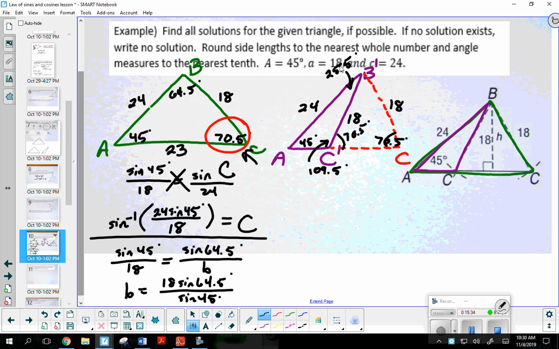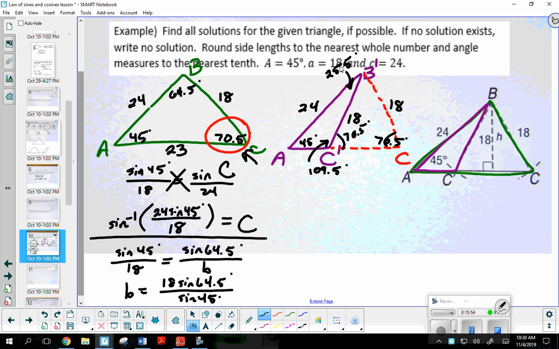Remember, what's that word supplement mean? The two angles add to what? 180. Okay. Is there anything that I'm missing that I didn't find? There's one thing I still need. I need the base of this obtuse triangle over here, what we're going to call B prime.